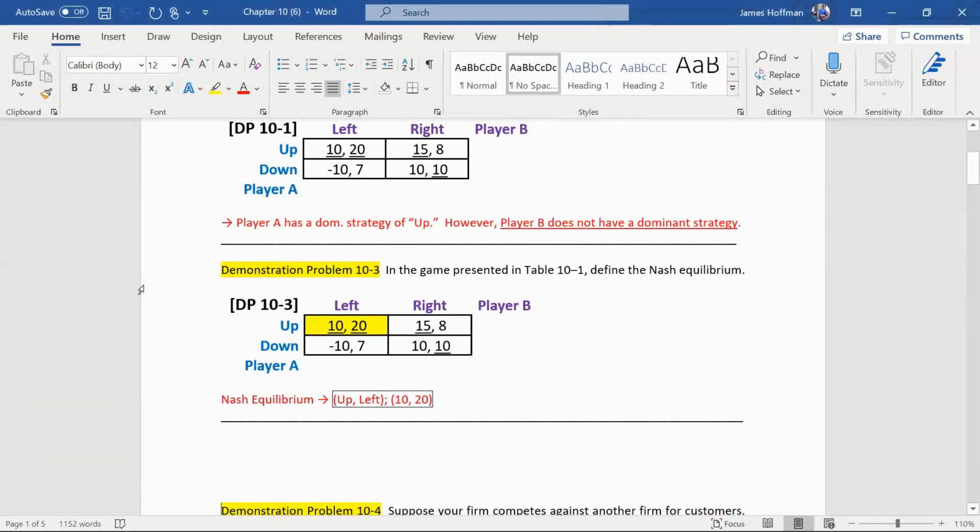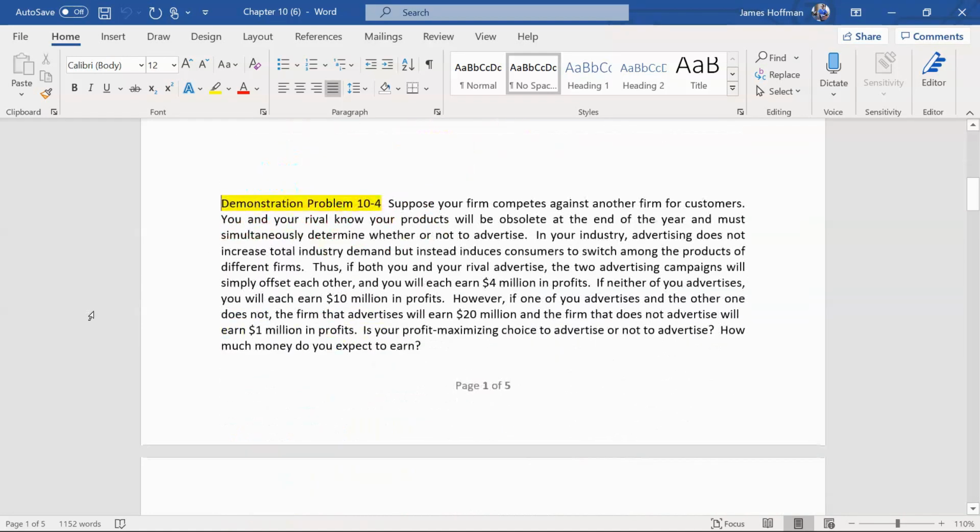Okay, so we've got the concepts of dominant strategy, and if both players have a dominant strategy, they're going to do that. If only one has a dominant strategy, then that player is going to choose it. The other player knows that, and they're going to respond to the other player's dominant strategy, and then whatever the result is, we can figure out the Nash equilibrium. So let's use this Nash equilibrium concept to look at an advertising game, demonstration problem 10-4 in your chapter 10 text.